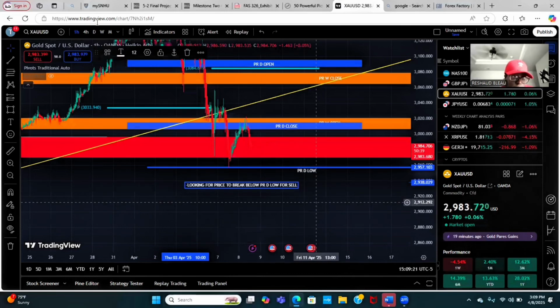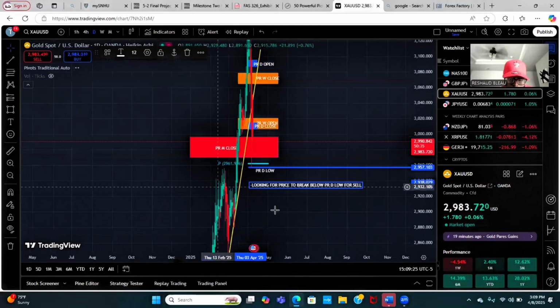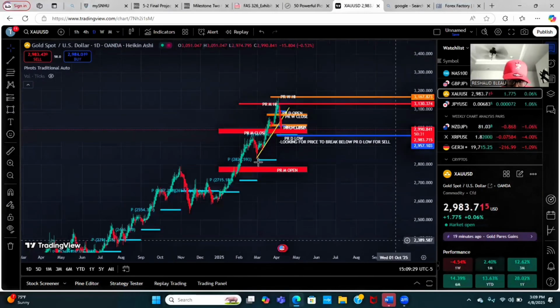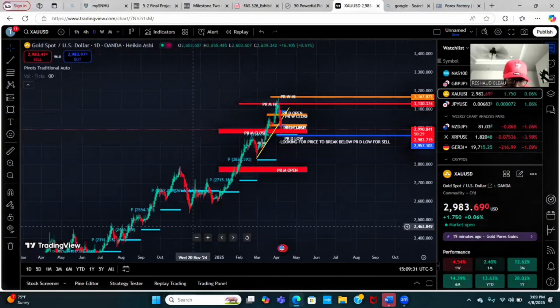Price broke this trend line. It's a nice little trend line on a daily time frame too. Hold on, I'm trying to see something.